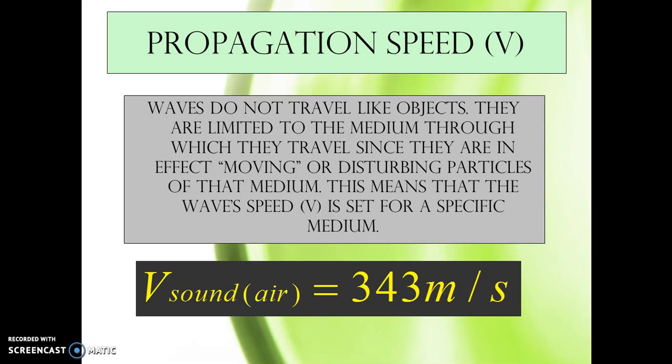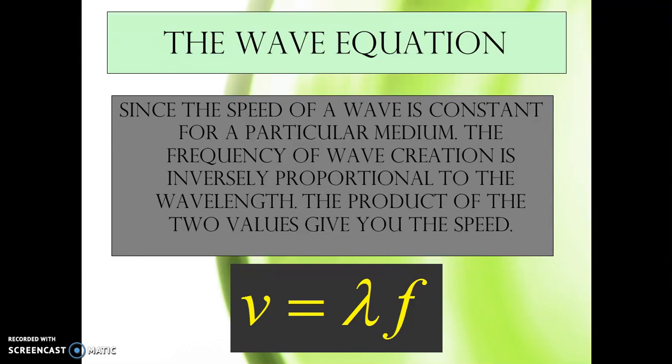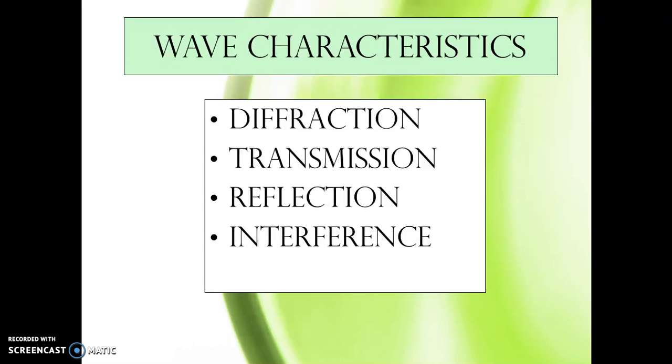The velocity for the speed of sound in air at room temperature was roughly 343 meters per second, and we'll see that light is a lot greater than that. So the wave equation relates the wavelength and the frequency to the velocity. So velocity is equal to wavelength times frequency, so they're inversely proportional to one another. So as the wavelength increases, the frequency decreases, or as the frequency increases, the wavelength decreases.